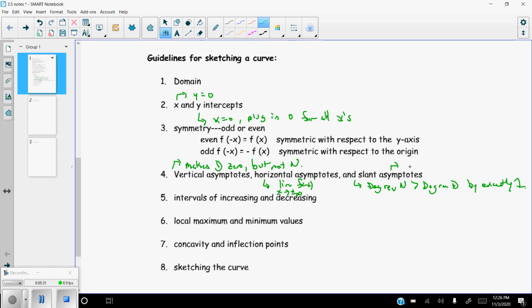So we would have to do long division. If it's in the right form and you remember how to do it, you can do synthetic division, which is just a shortcut to long division.